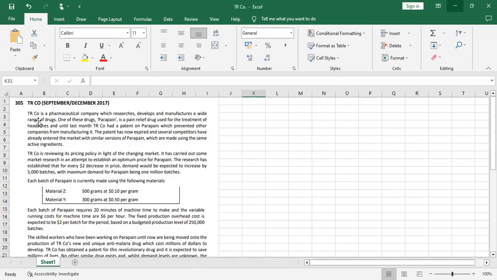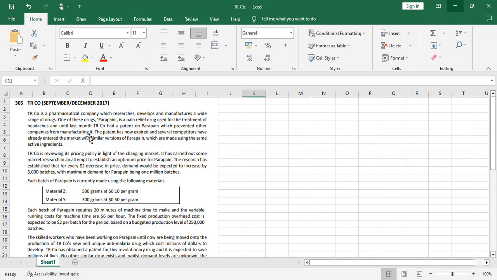Okay. PR company is a pharmaceutical company which researches, develops and manufactures a wide range of drugs. One of these drugs, Parapain, is a pain relief drug used for the treatment of headaches, and until the last month, PR company had a patent on the Parapain which prevented other companies from manufacturing it. So until last month, PR company did not face competition in Parapain.